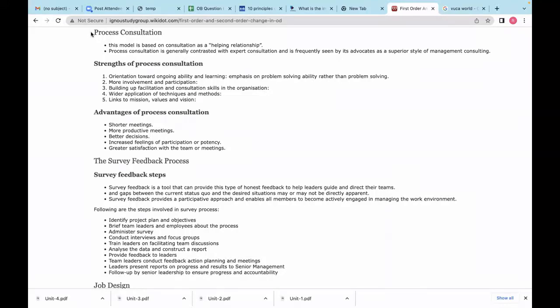It actually increases the involvement and participation, because these consultants are going to touch base with various employees to find out what the problem is. So there is no pre-built knowledge in these consultants, right?